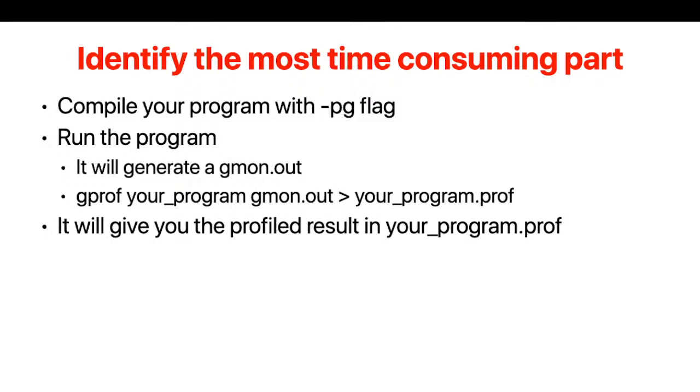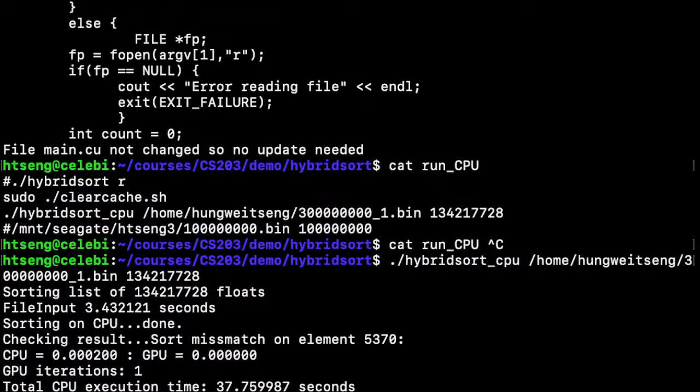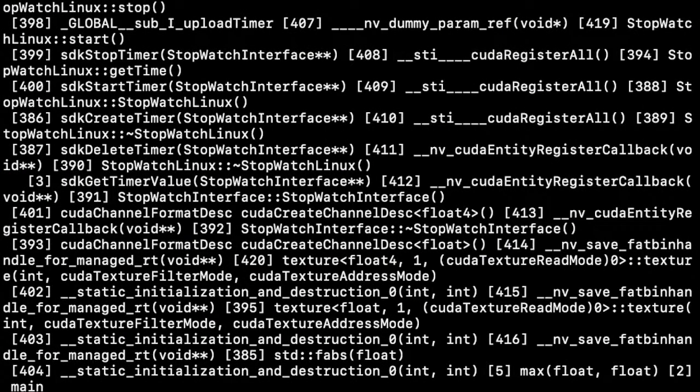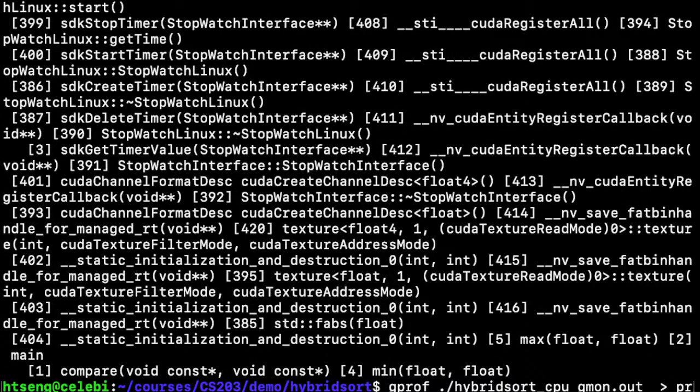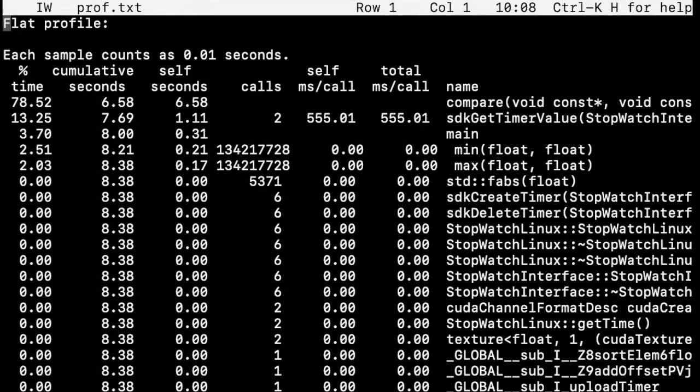So this is gprof. It will generate an output file called gmon.out, and if you directly read it, you are not going to understand what it's talking about. So what you have to do is run gprof on hybrid sort .cpu, which is the program we just ran, and gmon.out. And you will see this, which is definitely not something readable again. Typically all you need to do is pipe it to a file.